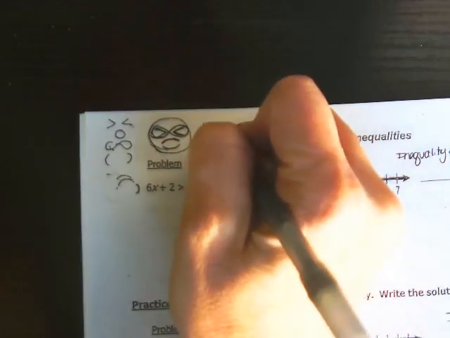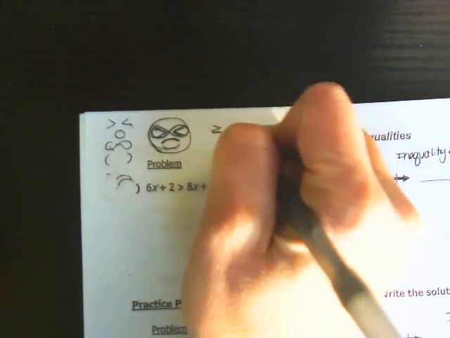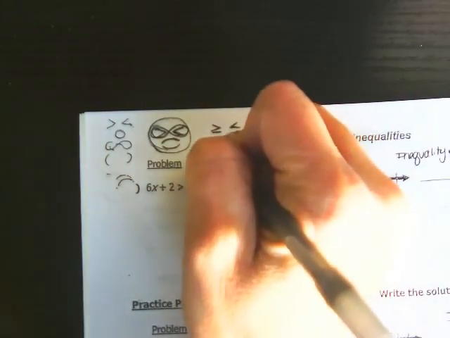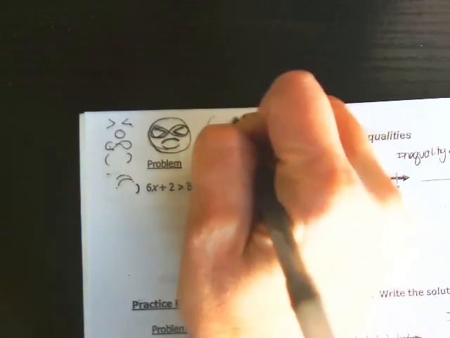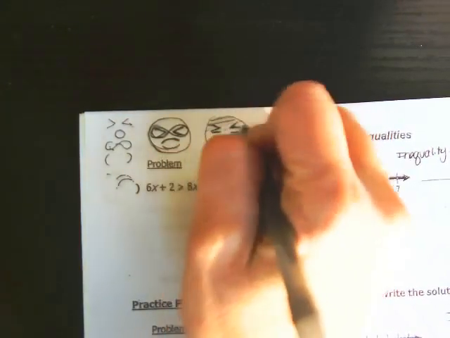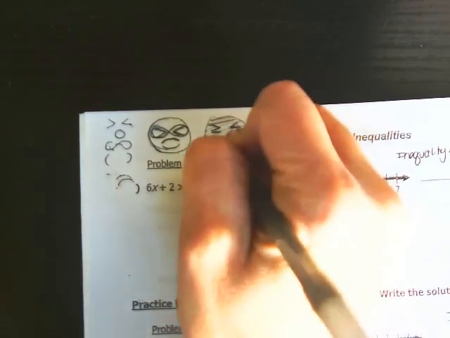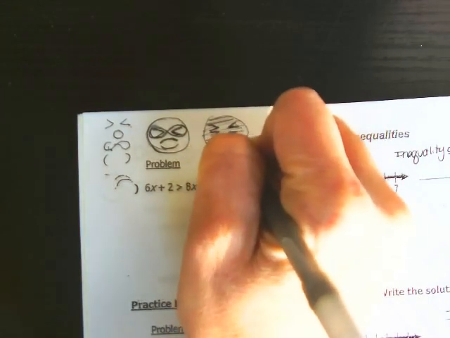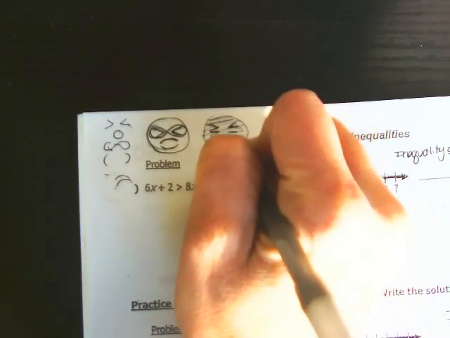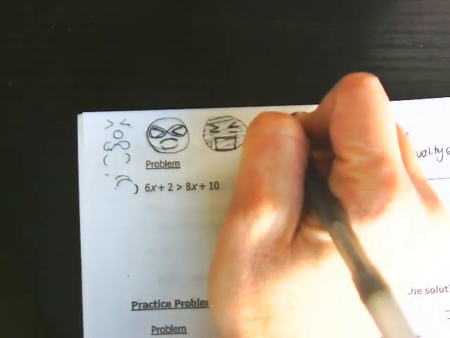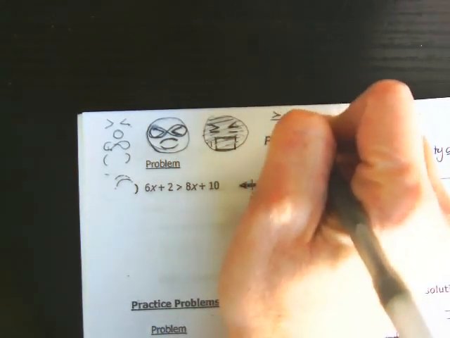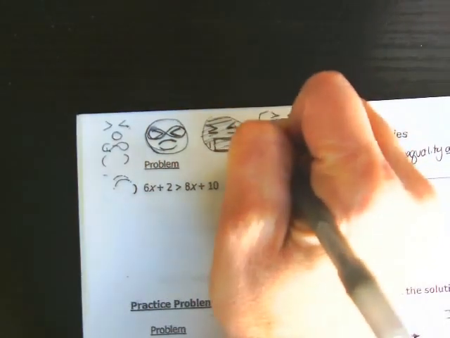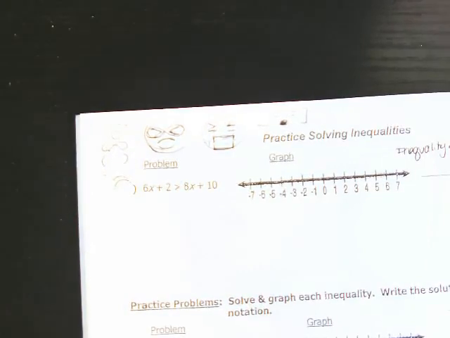And then there's this guy, the greater than or equal to, less than or equal to. He looks angry. I don't know why. But he's the guy that gets a closed in circle. So I shade this face in. And I make his mouth look like brackets because closed circles and equal to signs, brackets, right? So greater than or equal to, less than or equal to, those are closed circles, and those get brackets, okay?